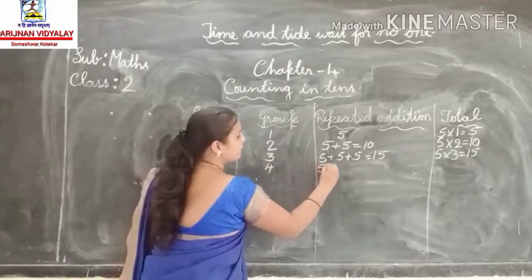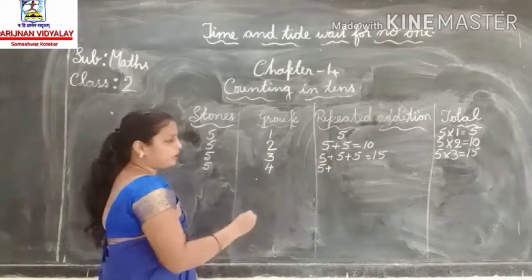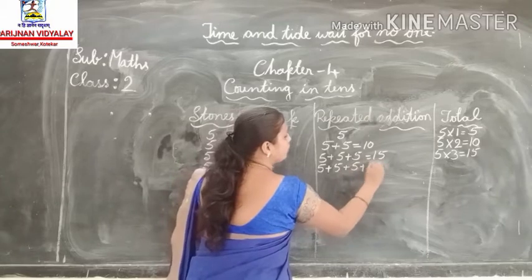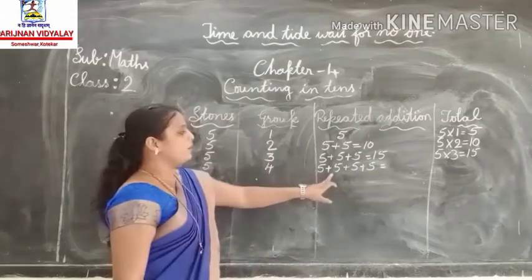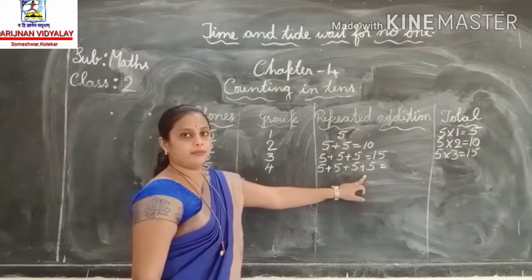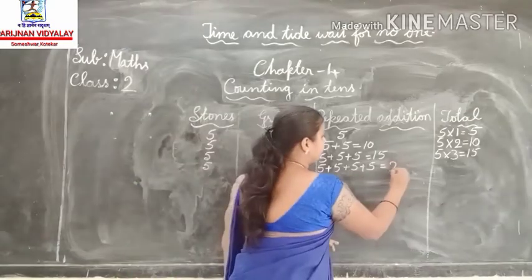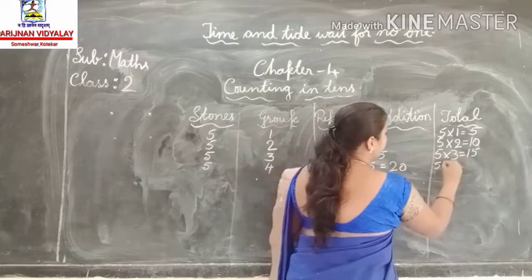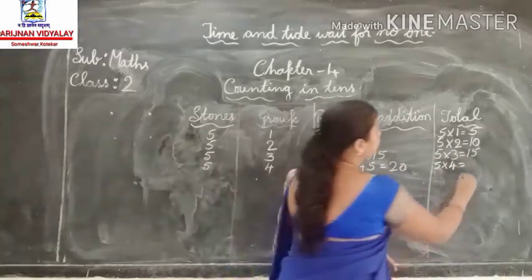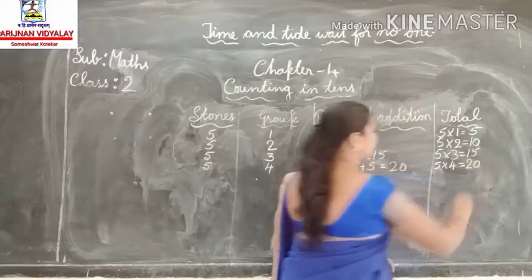Next 5 stones into 4 groups. Here 5 is repeated how many times? 4 times. 2, 3, 4 is equal to 5 plus 5 10. 10 plus 5 15. 15 plus 5 20. So 5 is repeated 4 times is equal to 5 fours are 20.